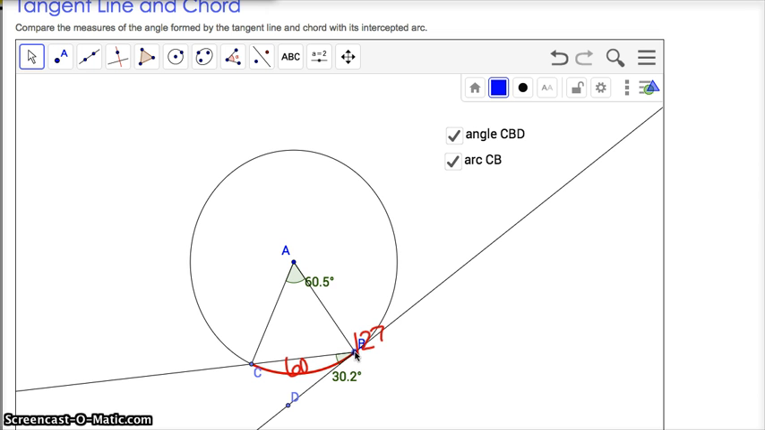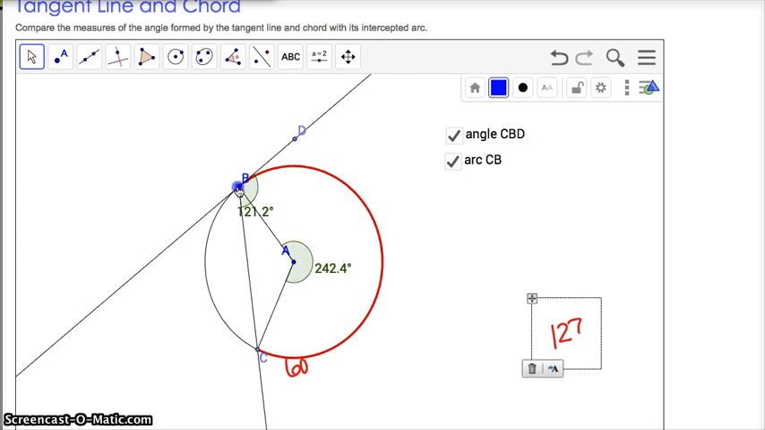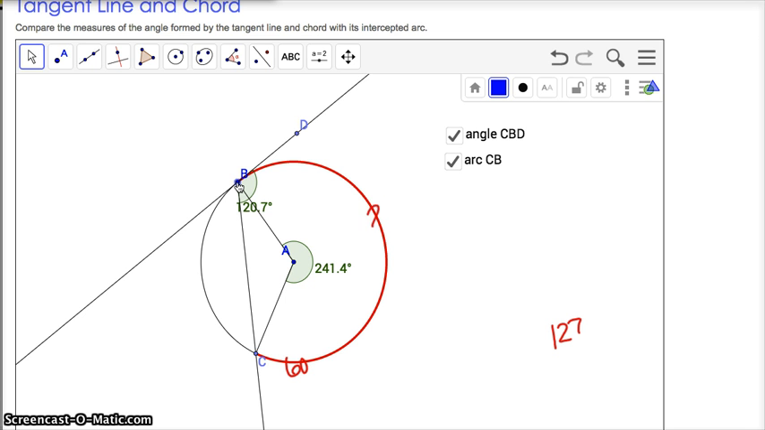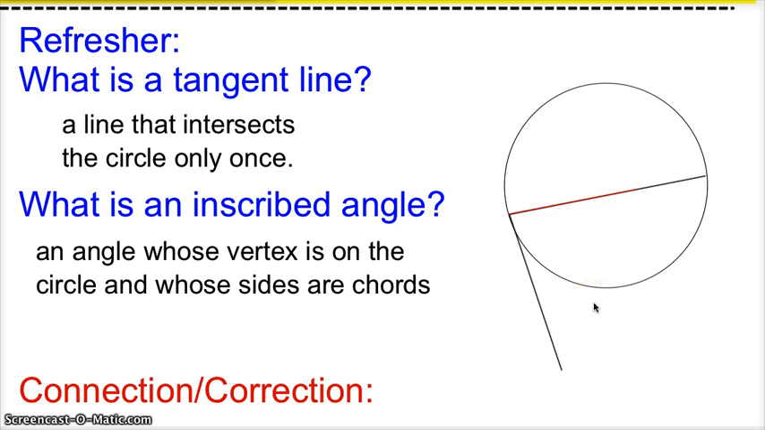If I make it larger, I can move it anywhere around that we want to. So this outside angle is 120, and it's telling you then that this red arc is about 240. So what I'm trying to get at is that we know an inscribed angle is an angle whose vertex is on the circle and whose sides are chords. But our correction is that this side doesn't have to be a chord. It can be a tangent as well.